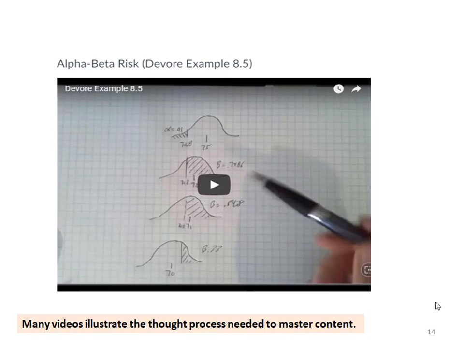Other times we record basically DocCam style videos that illustrate some of the main concepts. So here's an illustration video of an alpha beta risk being discussed and the way the beta risk tends to vary as we go through some of the calculations. This was an actual example from the text that's being discussed in the video, so students can go back and forth to the text to see what's happening in that particular example in DeVore.